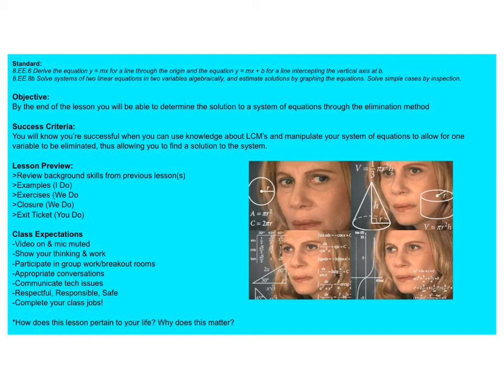As always, we're going to go through our lesson with some background skills, some examples, exercises, and then we'll close out and do the exit ticket on your own. Please keep your video on and your mic muted. Please make sure you're showing your thinking and your work. You're participating, you're having appropriate conversations. You're following your job, etc. Okay? As always, keep in mind the question, how does this pertain to your life and why does this matter?